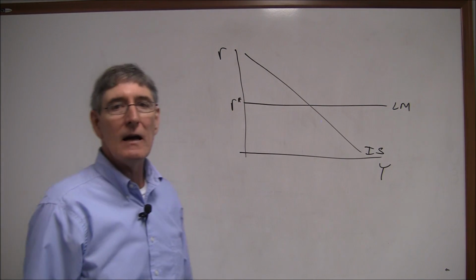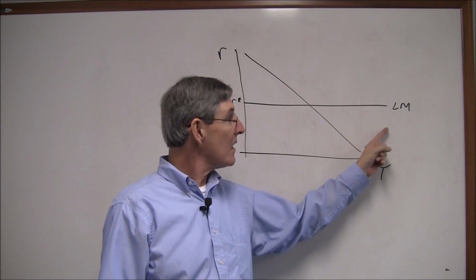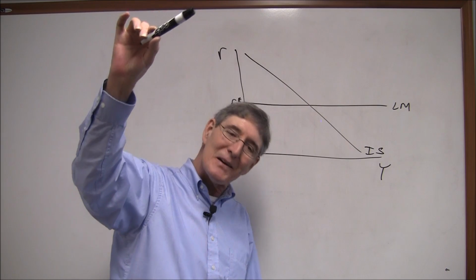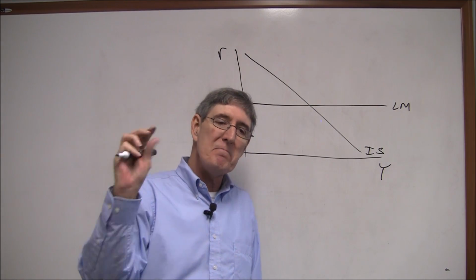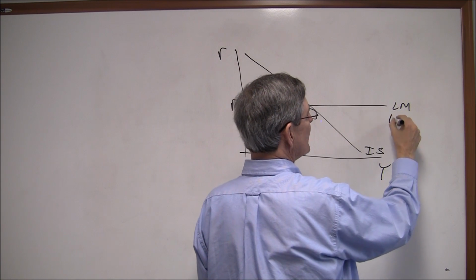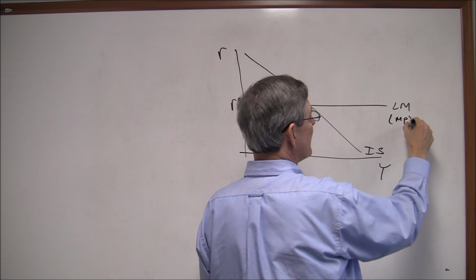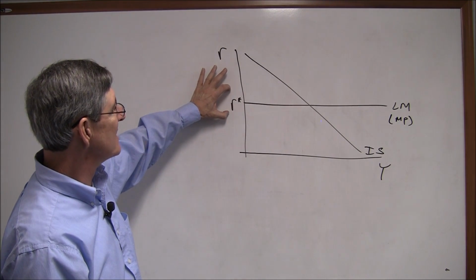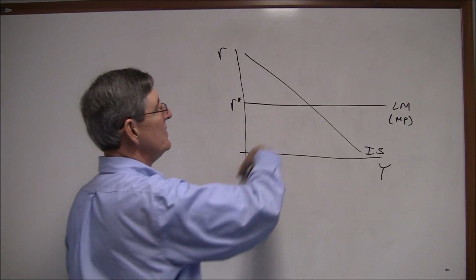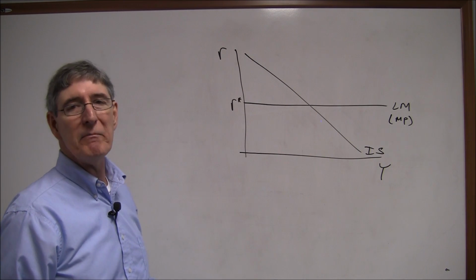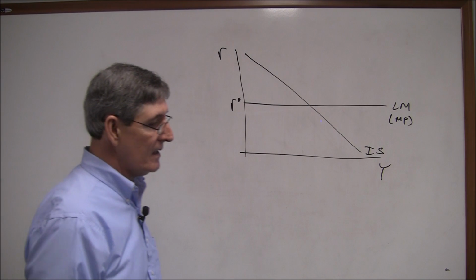target. Now, I really don't like calling this an LM curve, because traditionally the LM curve is an upward sloping curve that reflects a money target. In most places, this would be called an MP curve for monetary policy. Our policy is R star in this case. Sometimes the policy is more complicated. You get an upward sloping curve. And it's usually called the MP, or the monetary policy curve.